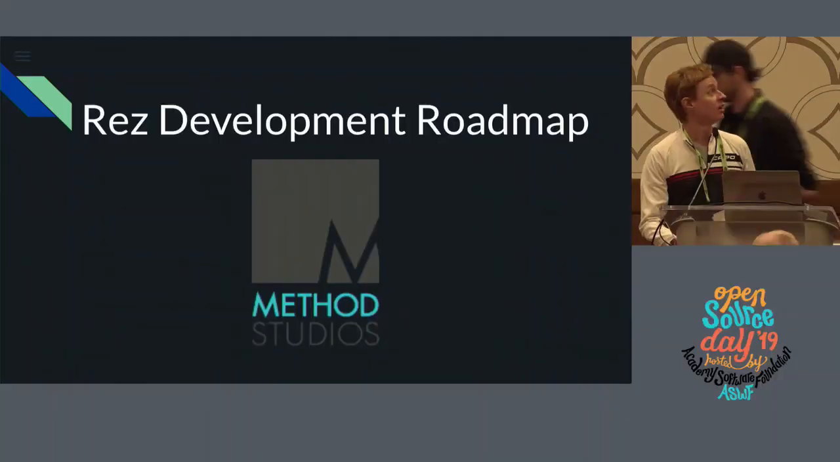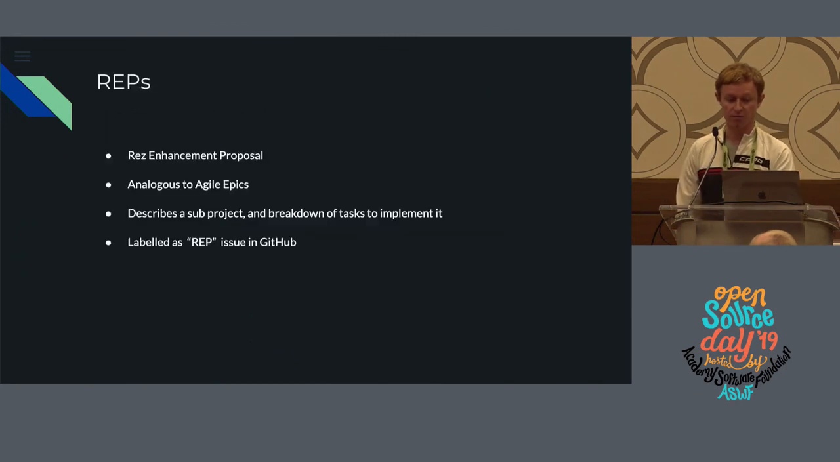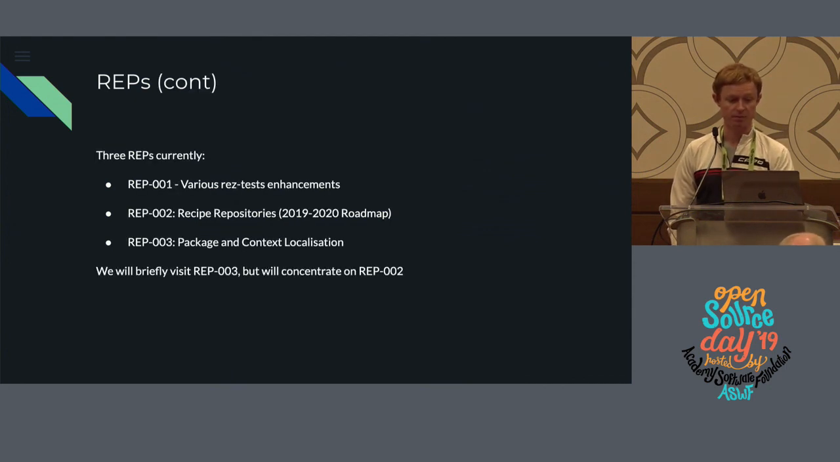Thanks, Stephen. Okay, so now I'm going to talk about where we're going in terms of development with Rez. We've introduced this new idea on the GitHub project of REPs. We've kind of stolen the idea of PEPs, the Rez enhancement proposals. They're analogous to epics in Agile, so they'll describe a sub-project within the Rez project and attempt to break it down into the tasks required to implement it. And they're labeled as REP in the issues in GitHub.